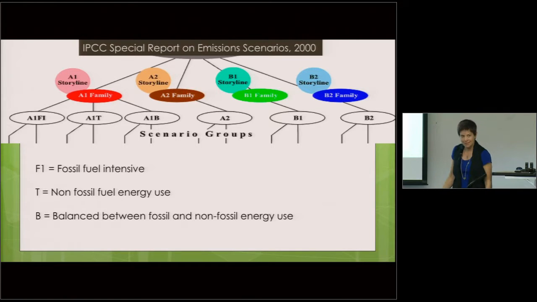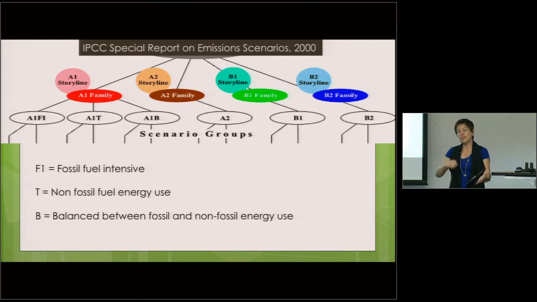And from there, they've got subfamilies of different scenarios. So for example, here we have our A1, they call them storylines, A1 family, and then one of these might be where we use a lot of fossil fuels to meet our energy needs. One might be where we use alternative energies to meet our energy needs. And one might be where we're balanced between fossil fuel use and alternative energies, and so on.